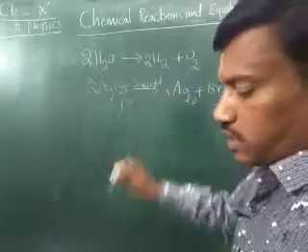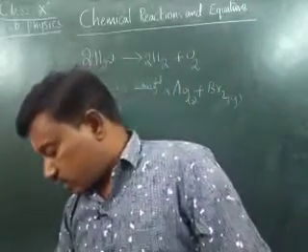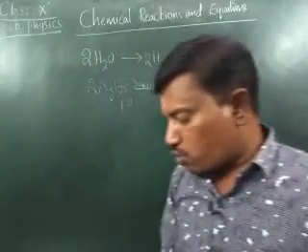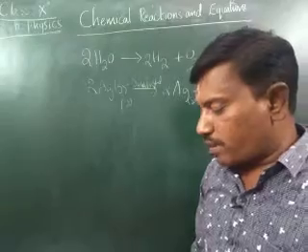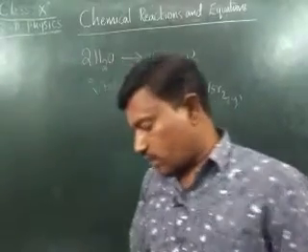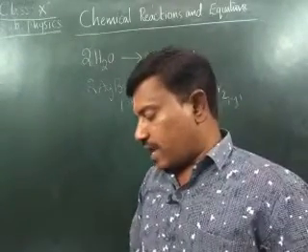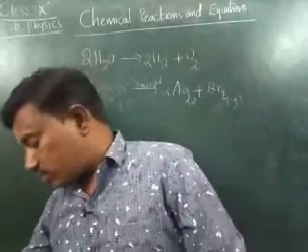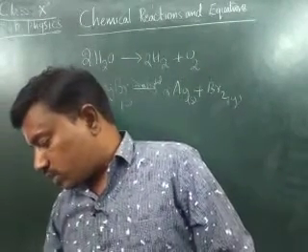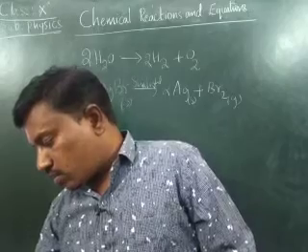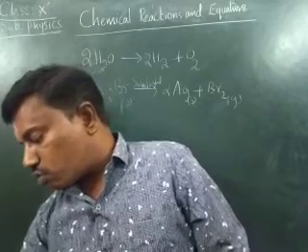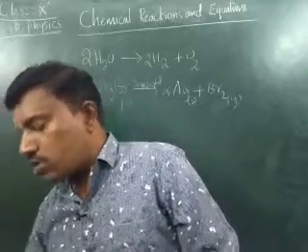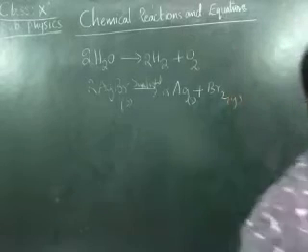See here, silver bromide decomposes to silver and bromine in the presence of sunlight. The light yellow colored silver bromide turns grey due to sunlight, children. This is called a photochemical reaction. This is called a photochemical reaction, children.